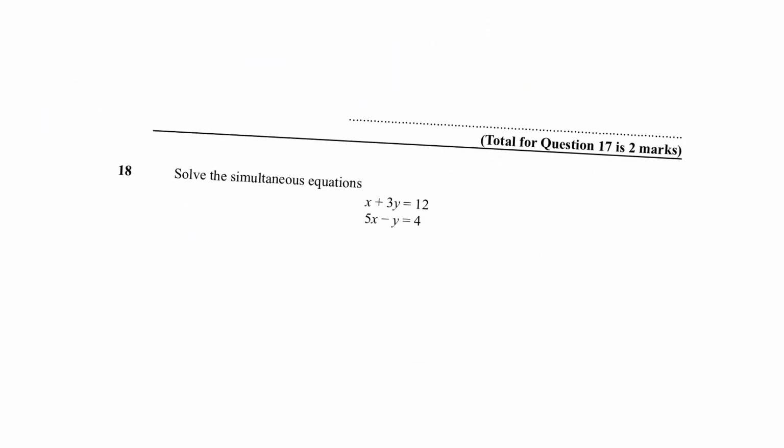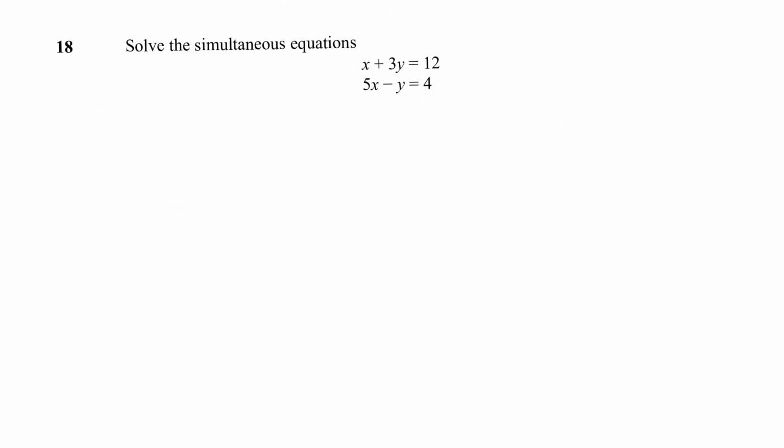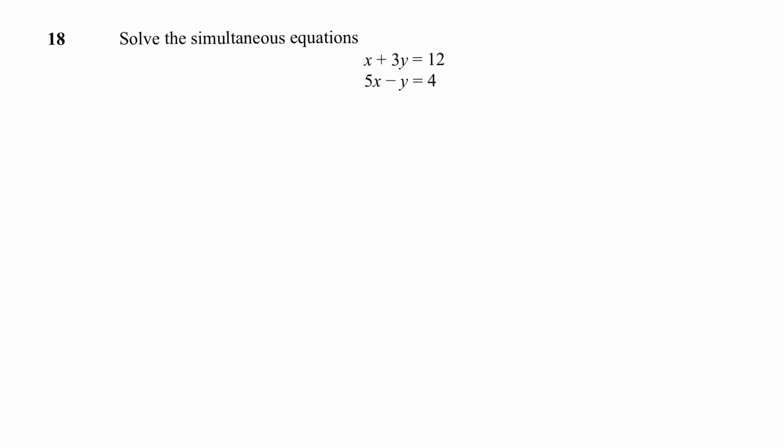So moving on to question 18. Question 18, it says solve the simultaneous equations. So in order to solve simultaneous equations, the first thing is that you either want to make the x's the same or the y's the same. So in this case, I'm going to make the x's the same. I'm going to make them both have 5x. So to do that, I'm going to multiply the whole top equation by 5.